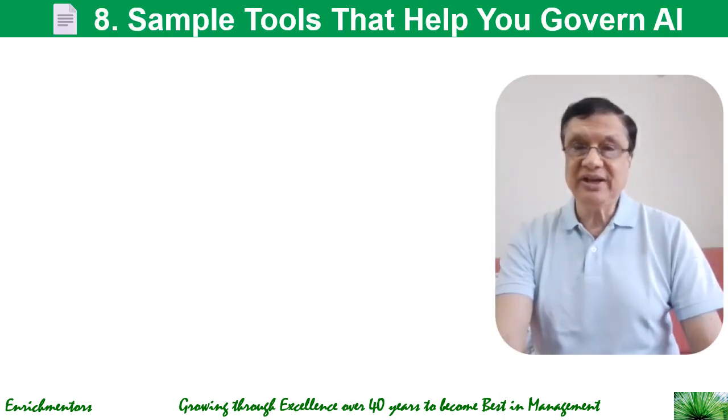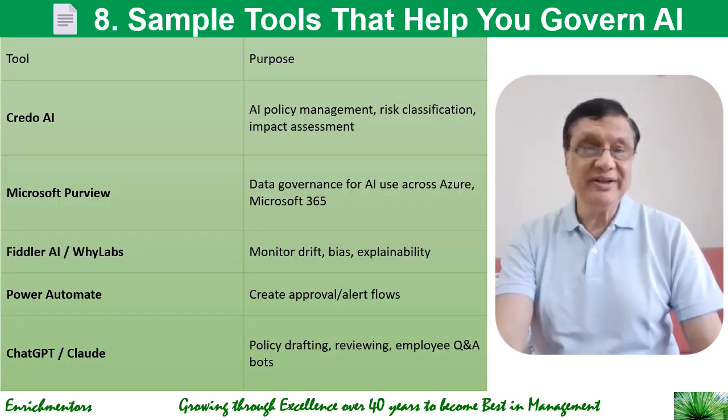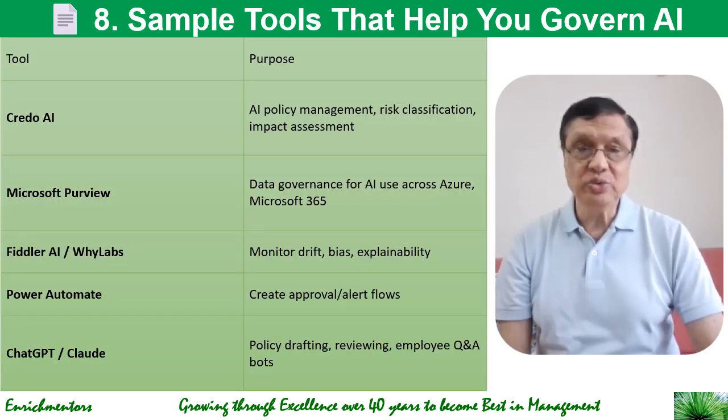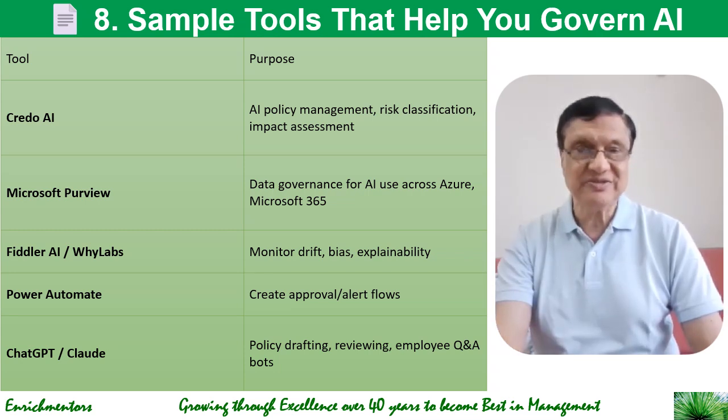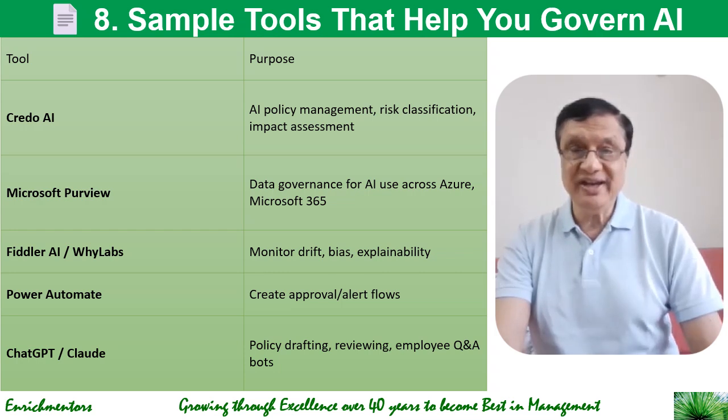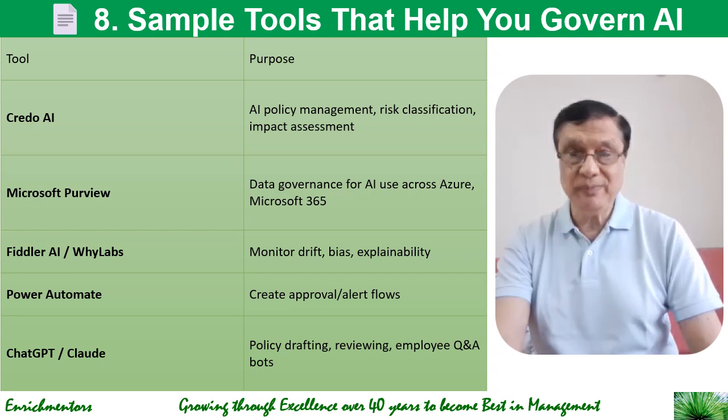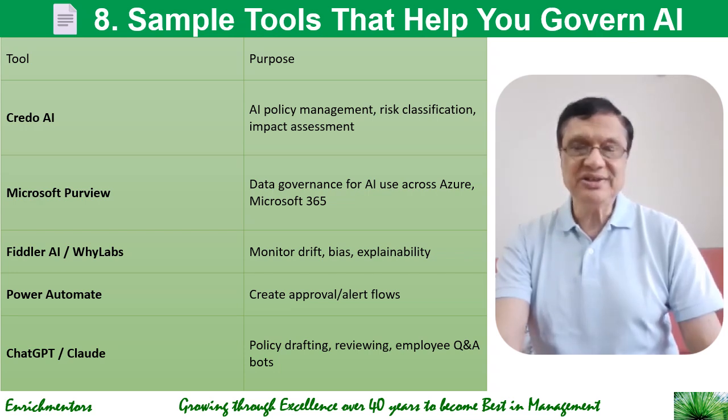What are the sample tools that can help you govern AI? Let's take a look at them. You could use Credo AI for AI policy management, risk classification, and impact assessment. You could use, as we were saying earlier, Microsoft Purview for data governance of AI use across Azure and Microsoft 365. Fiddler AI and WhyLabs are good to monitor drift, bias, and explainability, and Power Automate to create approval and alert flows, and ChatGPT and Claude for policy drafting, reviewing, employee Q&A, and bots. So these are some example tools that can help you govern AI.